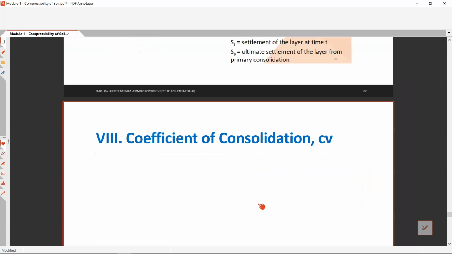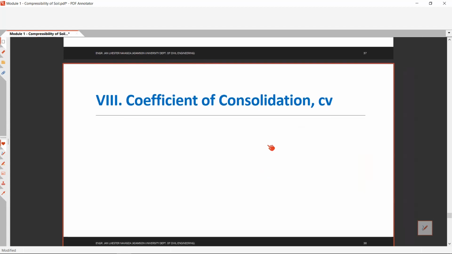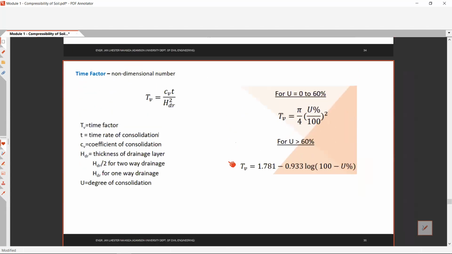So last topic is the coefficient of consolidation, C sub V. Okay? So, kung mapapansin nyo, you have the value C sub V dito. So, yung T sub V is the time factor. We can get the T sub V. We can get the time, time rate of consolidation, yung gusto nyong time na ma-compute. Okay, H sub DR is the thickness of drainage of the layer. So, H over 2 or H, for two-way and one-way drainage respectively.